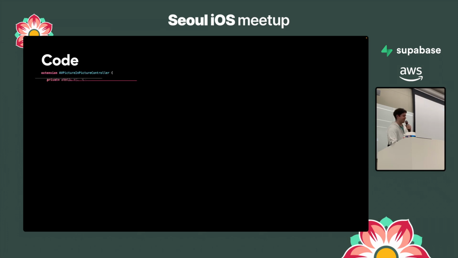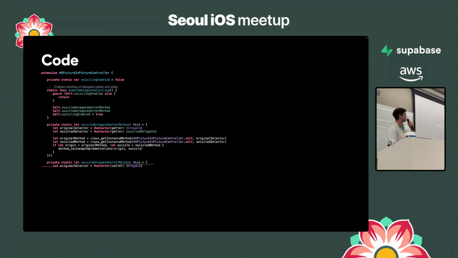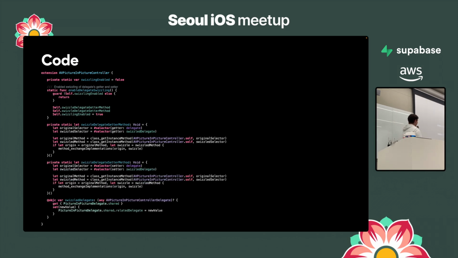Let me see if this works. Did it? Oh yeah. Nice animation. So basically, it's pretty straightforward. I'm not sure if you can see, or you can imagine the code. It's very simple. The main thing you need is your selector. Because delegate is a property, you need a separate getter and setter. If this was a function, you would just need one selector. But because a property has a getter and a setter, you need to do them separately, and you need the original selector and the swizzle selector, which is the function that you make.